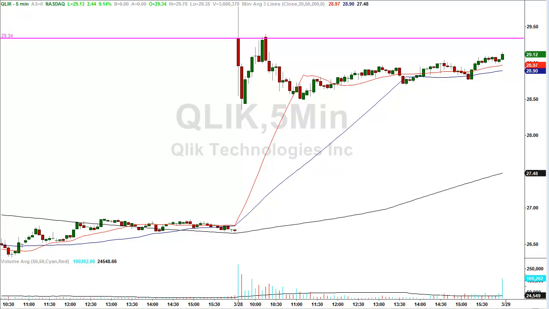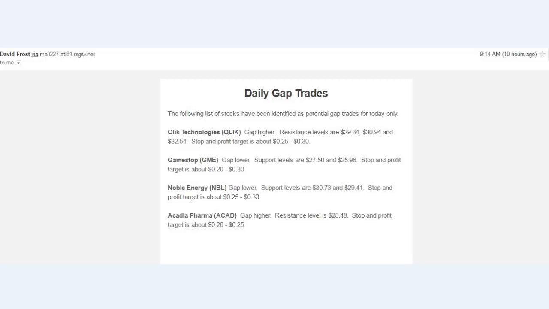This is something you can learn by taking the course at Lazy Gap Trader, how to do this for yourself each and every day. You can identify the stocks. I teach you which have the highest probability of success. And most of all, I teach you exactly how to isolate and find these levels. The second one was GameStop. That was a no trade.